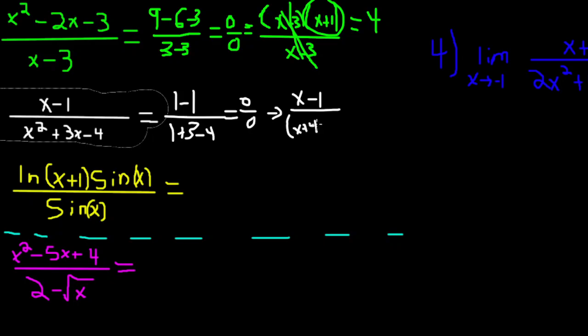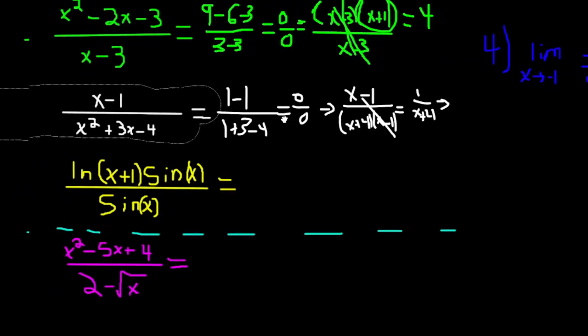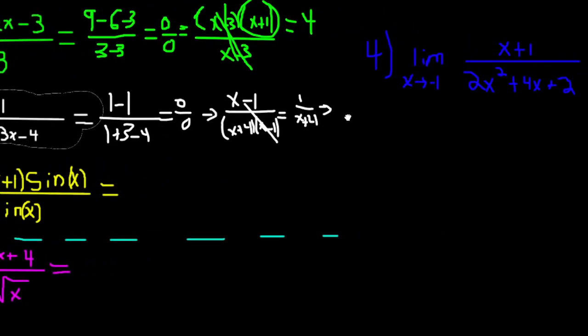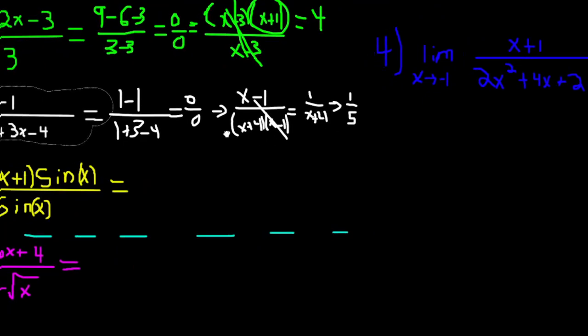x plus 4, x minus 1. Yep. And that cancels out, so we have 1 over x plus 4, which then, if we plug in 1, we get 1 divided by 1 plus 4, which is 1 divided by 5.